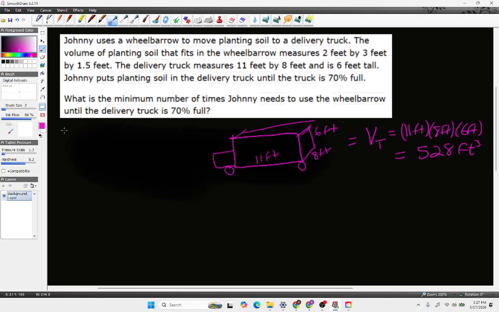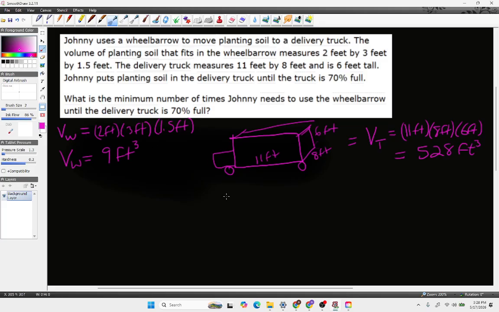All right, let's find the volume of the wheelbarrow. We can also presume it's a rectangular prism. They didn't tell us that, but the fact they gave us these three measurements, we can assume that it must be a rectangular prism. And so it's going to be base times width times the height. So we'll go 2 feet by 3 feet by 1.5 feet, for a volume of the wheelbarrow of 9 cubic feet.